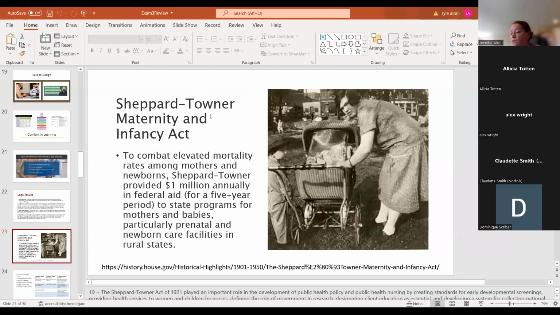So this Towner Act, what it did was it helped give stuff to moms and babies, prenatal and newborn care facilities, developmental screenings, government and research, system for collecting health statistics. So it was an act that did a lot of things. If I were to ask you, what are some things that this act did, what would you tell me?